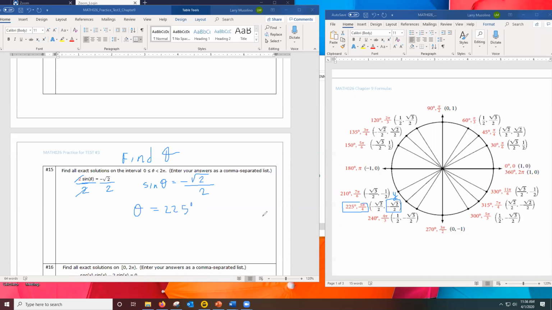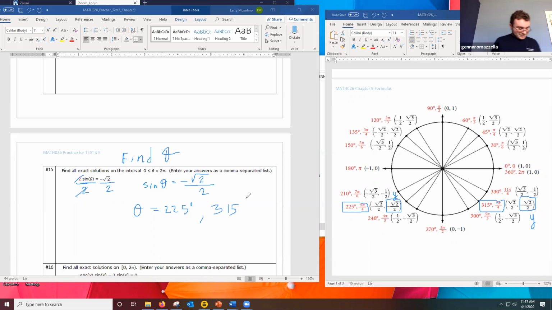And is there another angle? Let me have a look. Remember, for these problems, there could be more than one answer. 315. Yep, so I'm coming over here. Here's another angle that has the y value equal to negative square root of 2 over 2. So it looks like this answer is 315. Yep, that's all it is. And that's it. I can't come up with any other answers.